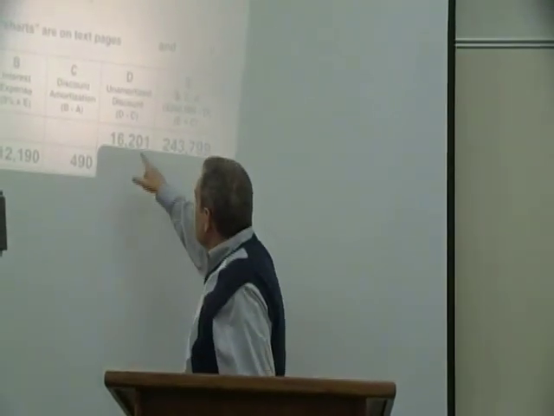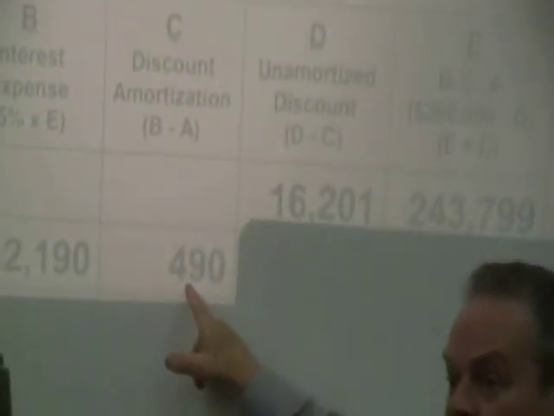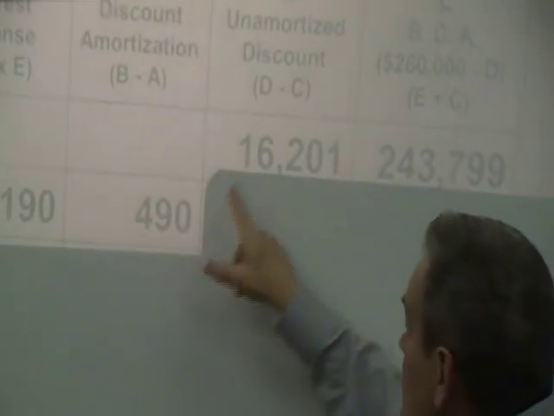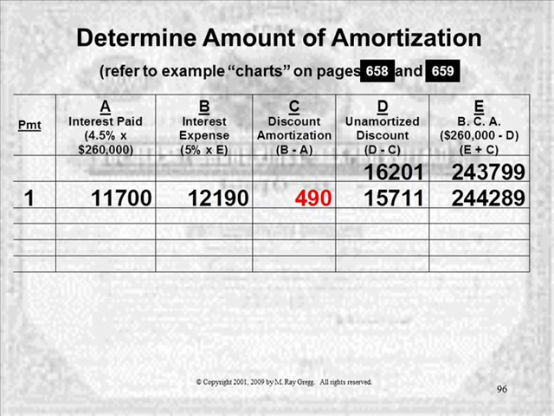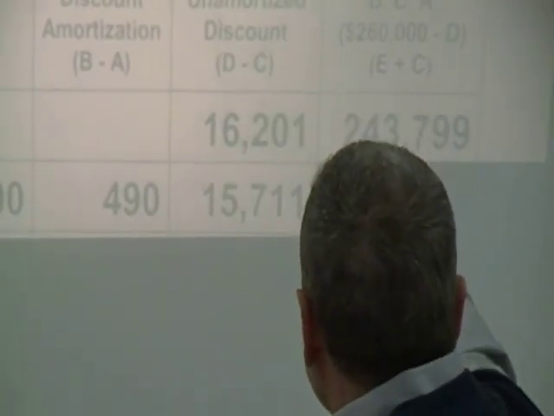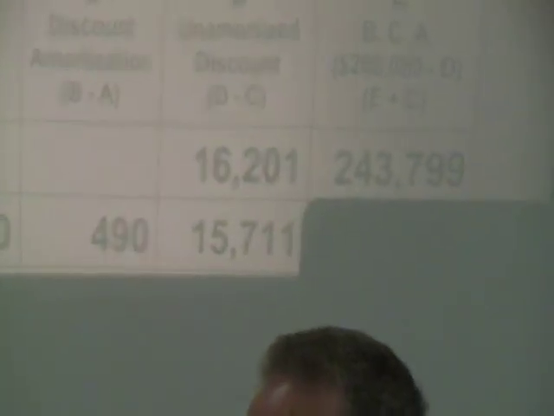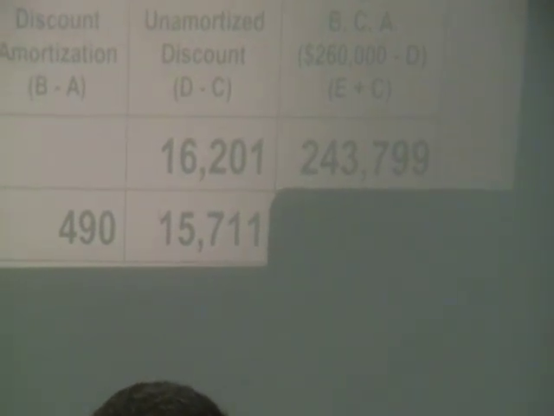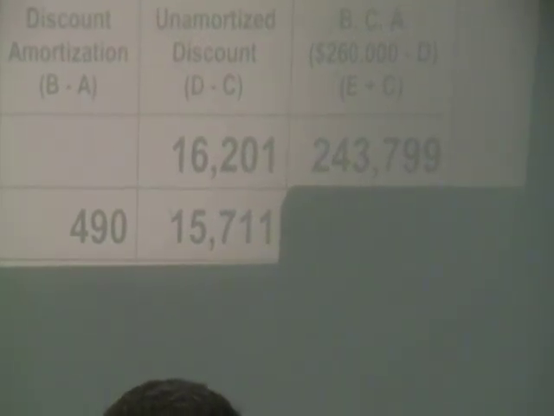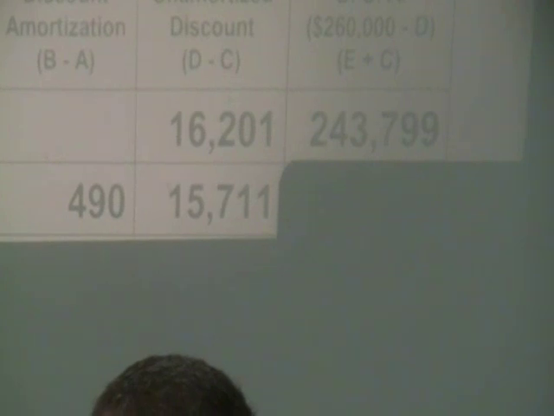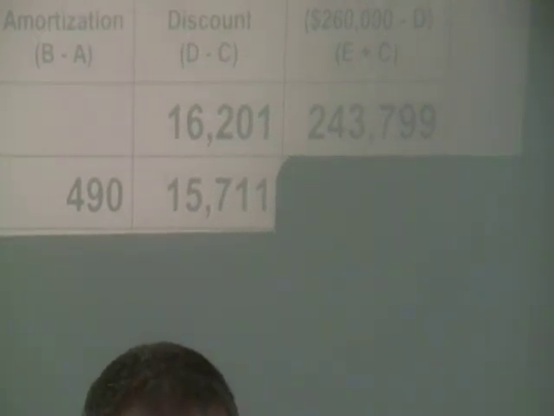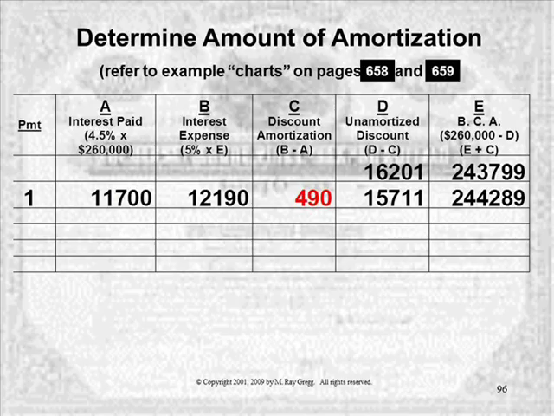So, give me a new number. 16,201 plus 490 or minus 490? 16,201 minus 490 is 15,711. Now 243,799 minus 490 or plus 490? Plus 490 is 244,289.